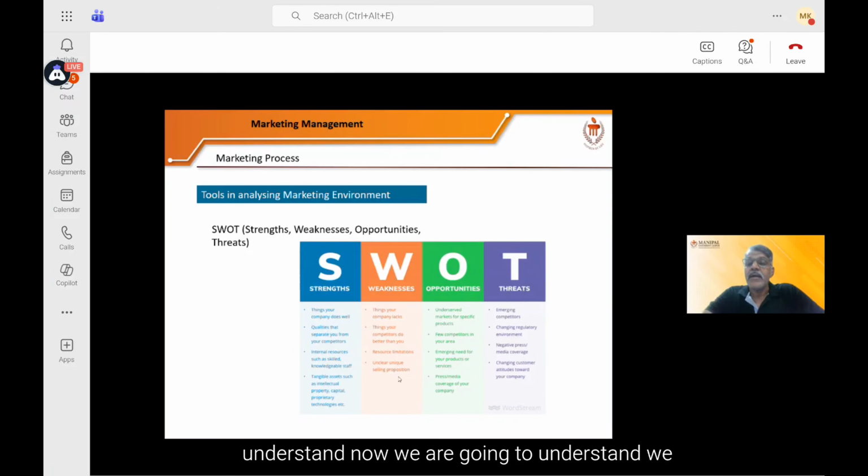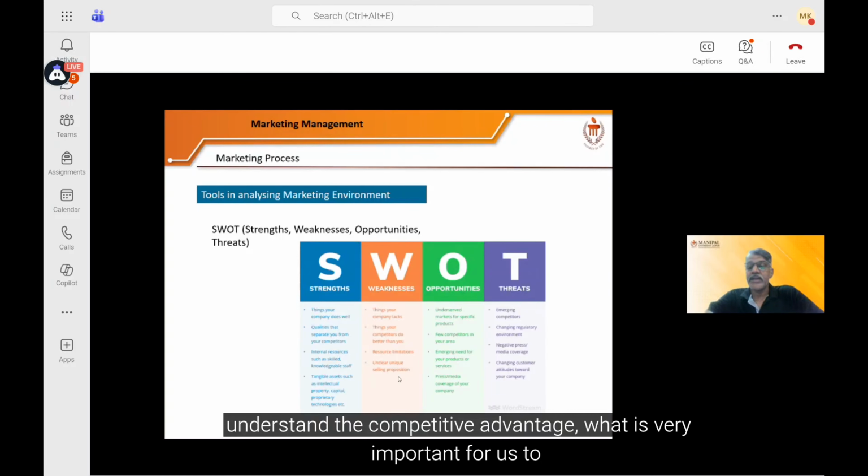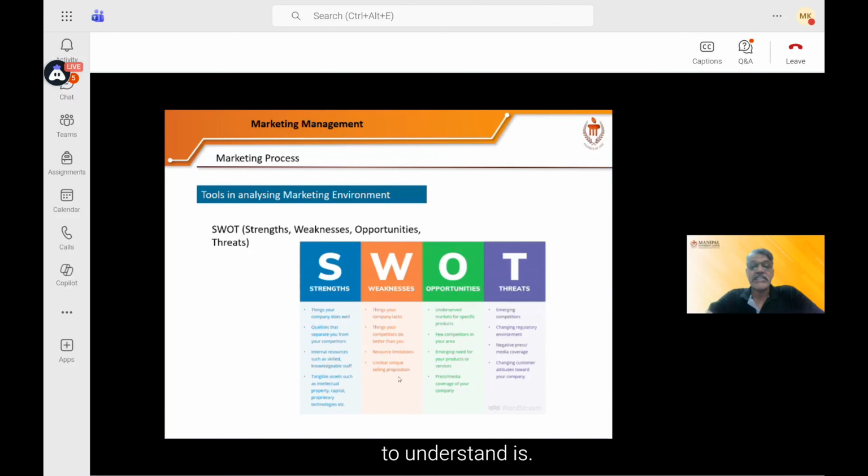Now we are going to understand. We understood competitive advantage. Now, in order to understand the competitive advantage, what is very important for us is to know the scanning of the business, to know how the business goes.